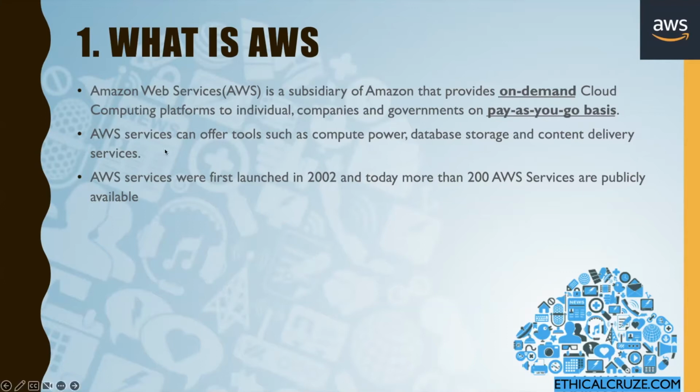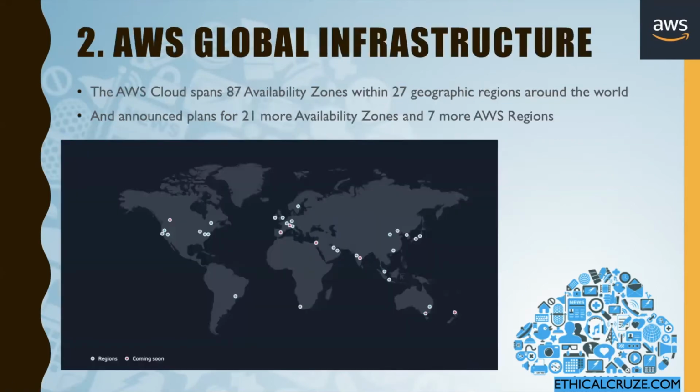AWS offers tools such as compute power. It will provide you the CPUs that help you in your computation. It will also provide you database storage to store your data, and CDS, the content delivery services. All these services are provided by AWS over the cloud. AWS services were first launched in 2002, and today more than 200 AWS services are publicly available. Okay, so AWS services are growing daily, and you can choose any service you want to use out of these 200 available services.